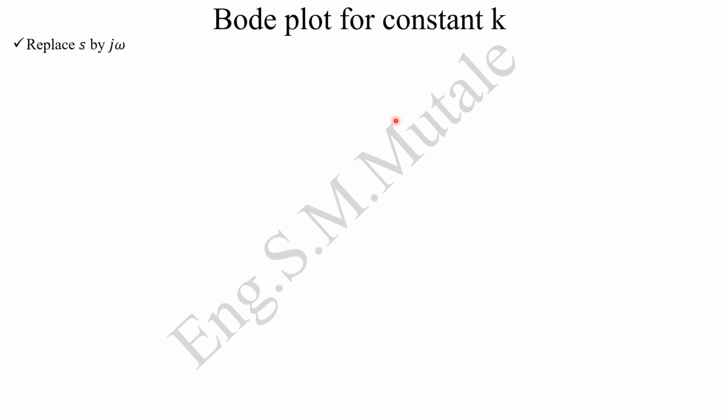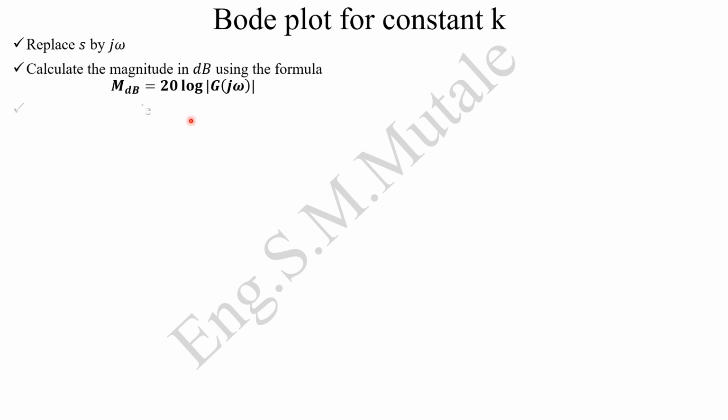Okay, so the procedure is as follows. When you are given a question on Bode plots, the first step is to replace s by jw. Then you calculate the magnitude in decibels using this formula: magnitude in decibels is equal to 20 log |G(jw)|. Then you go to the third step where you find the angle. Once you do this, you are able to plot the magnitude plot, and then the phase plot. You find the angle by using the formula: theta is equal to tan inverse of the imaginary part over the real part.